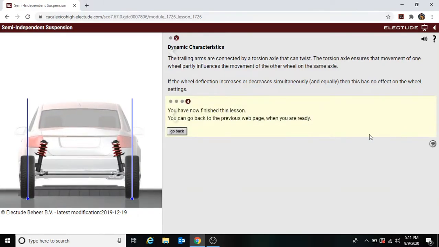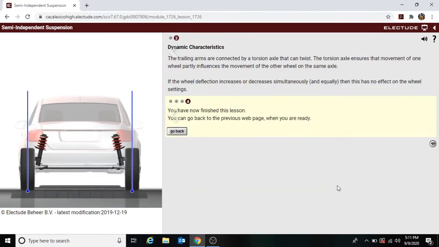And we finished. Pretty easy, straightforward lesson again.